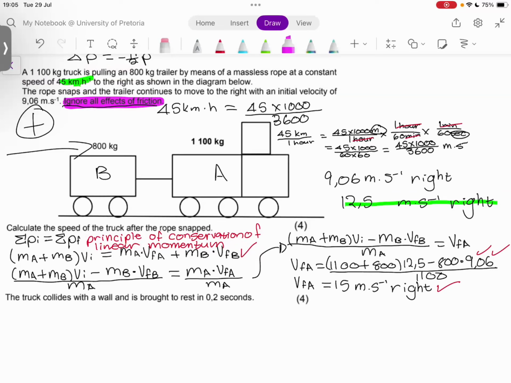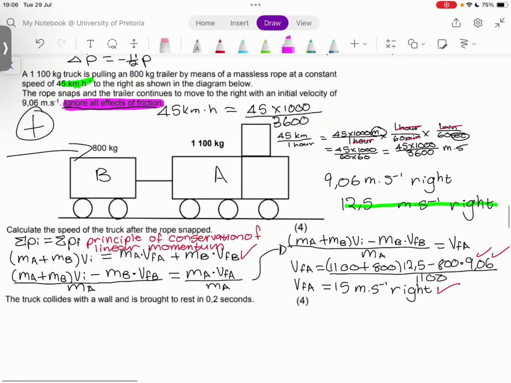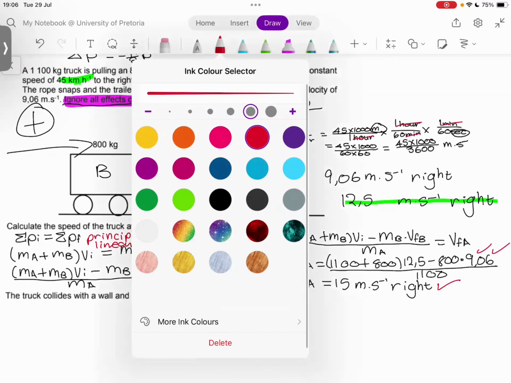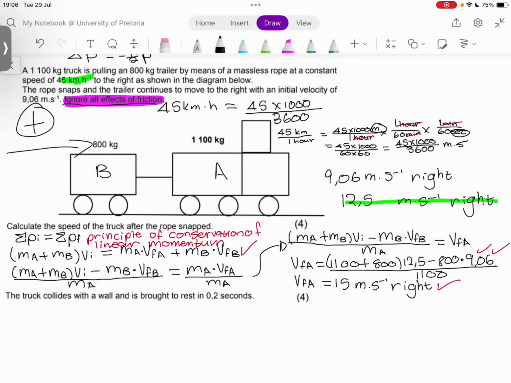It then says the truck collides with the wall and is brought to rest in 0.2 seconds. Now we're told that a collision takes place. Because we're given time, we know that it has something to do with impulse, right? So let's get to actually solving this. First of all, I'm going to write down the equation associated with impulse. That is F net times delta t is equal to a change in momentum.